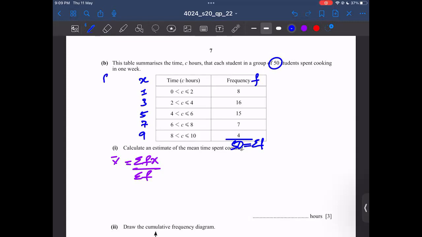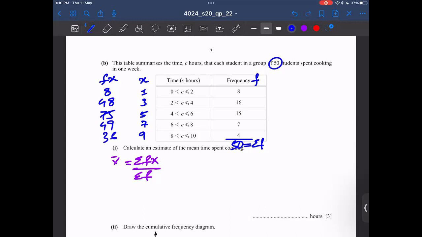How do you find the value of fx? f into x: 8 into 1 is 8. 16 into 3 is 48. 15 into 5 is 75. And 7 into 7 is 49. And 4 into 9 is 36. So I got the fx over here.